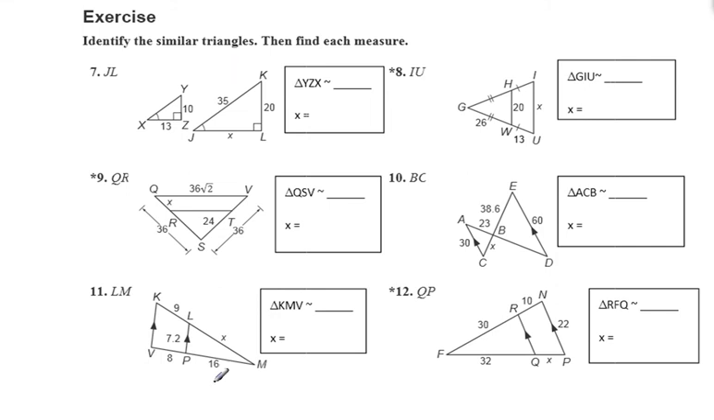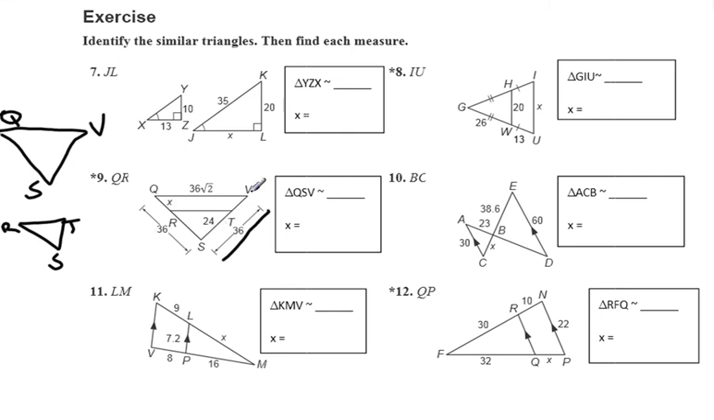Okay, number 9. Well, I'm going to go ahead and draw these triangles out separately because it makes it easier for me to see what my included angles are, which side lengths I'm comparing, and how to find my missing variable. So this is going to be triangle QSV, and then the little one RST. Well, this whole length of SV is 36, and this length, ST, is 24.